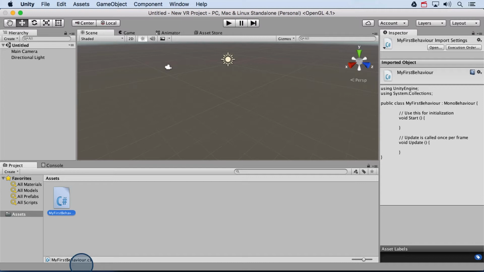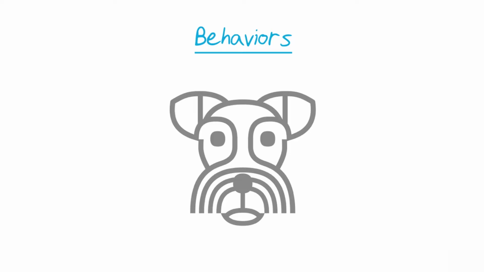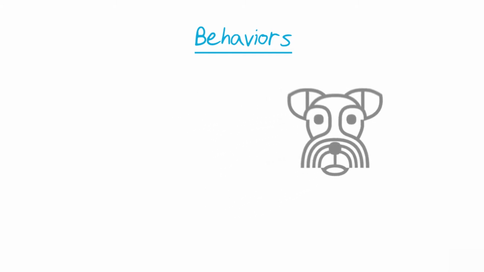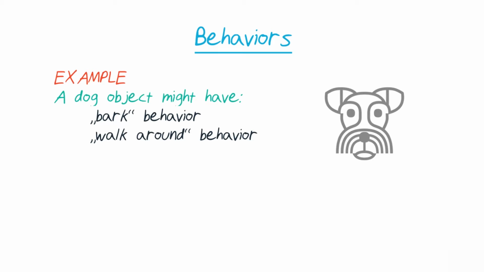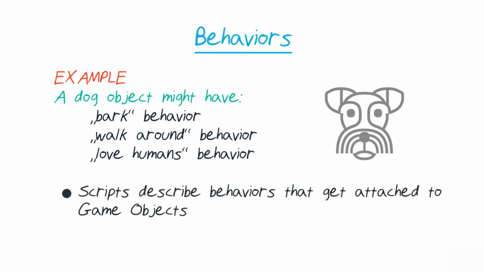Speaking of behaviors, you might be wondering why these scripts are called behaviors in the first place. In Unity, you write scripts that describe behaviors that get attached to an object. For example, a dog might have a bark behavior, a walk around behavior, and a love humans behavior. This makes it much easier for you to organize and reuse your scripts. So remember, scripts describe behaviors that get attached to game objects.